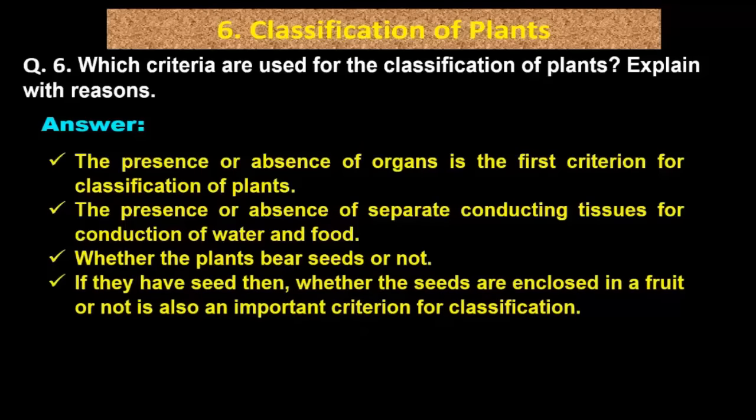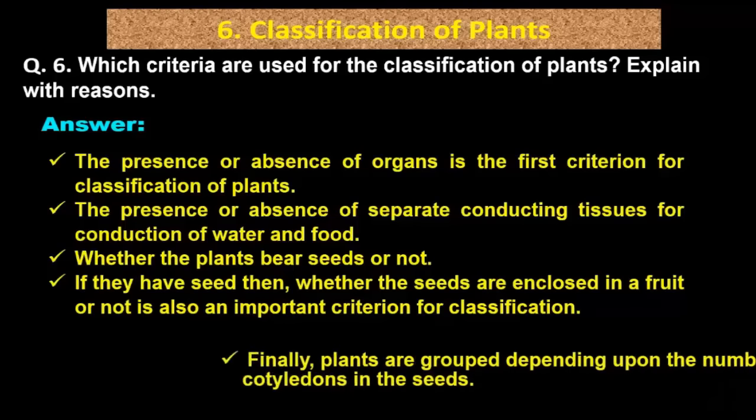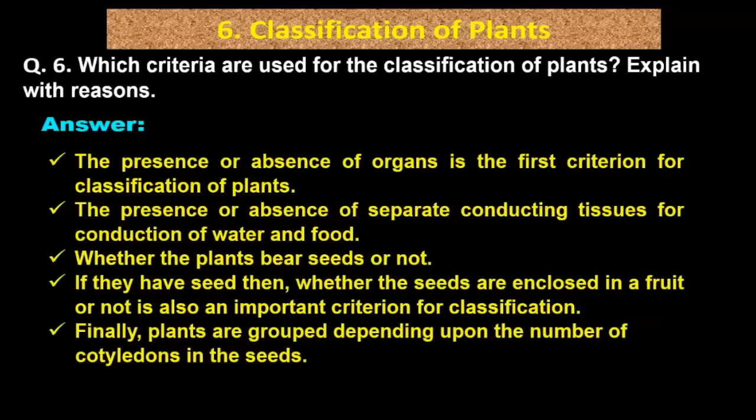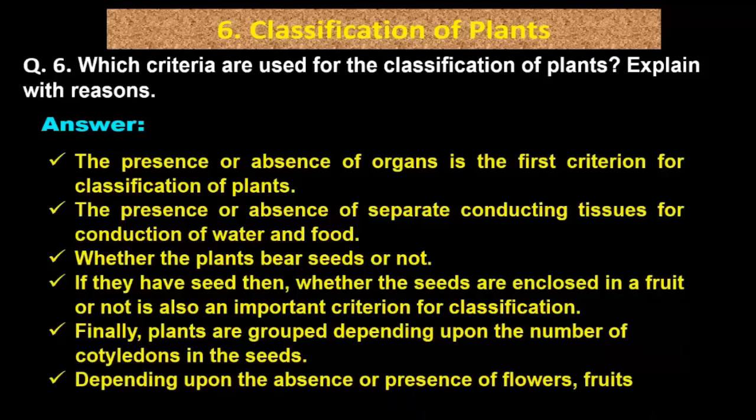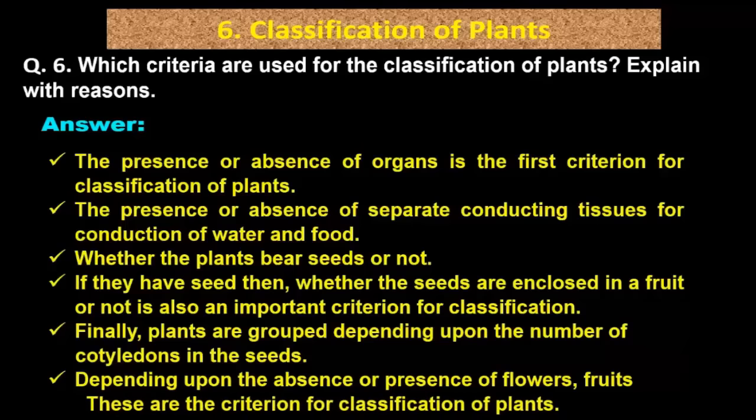If they have seed, then whether the seeds are enclosed in a fruit or not is also an important criterion for classification. Finally, plants are grouped depending upon the number of cotyledons in the seeds, depending upon the absence or presence of flowers, fruits. These are the criteria for classification of plants.